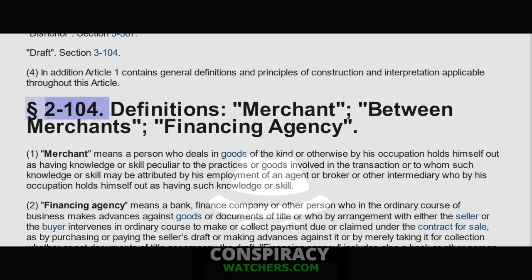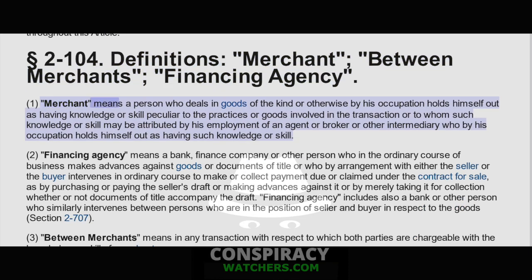Section 2-104. Definitions. Merchant. Between merchants. Financing agency. Merchant means a person who deals in goods of the kind or otherwise by his occupation holds himself out as having knowledge or skill peculiar to the practices or goods involved in the transaction, or to whom such knowledge or skill may be attributed by his employment of an agent or broker or other intermediary who by his occupation holds himself out as having such knowledge or skill.